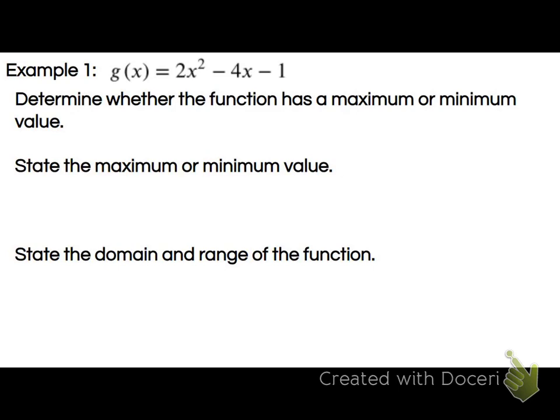So I'm going to look at my A. Now, my A represents the number in front of the x squared. Is that a positive or negative number? Positive. If my A is positive, is it going to be a maximum or a minimum? A minimum. So to determine whether the function has a maximum or a minimum value: because it's positive, it's going to have a minimum value.